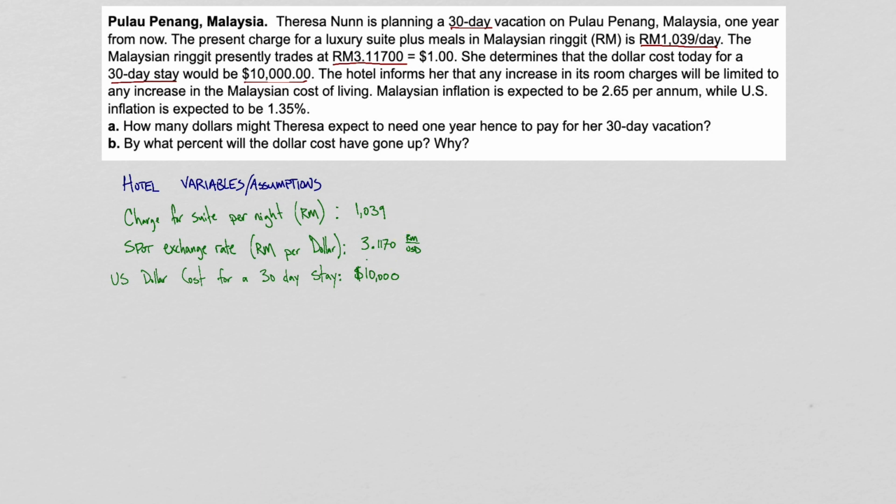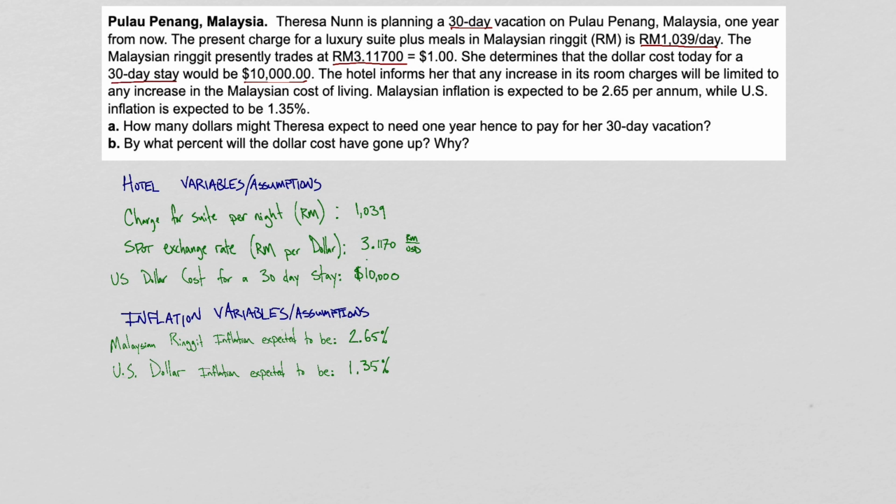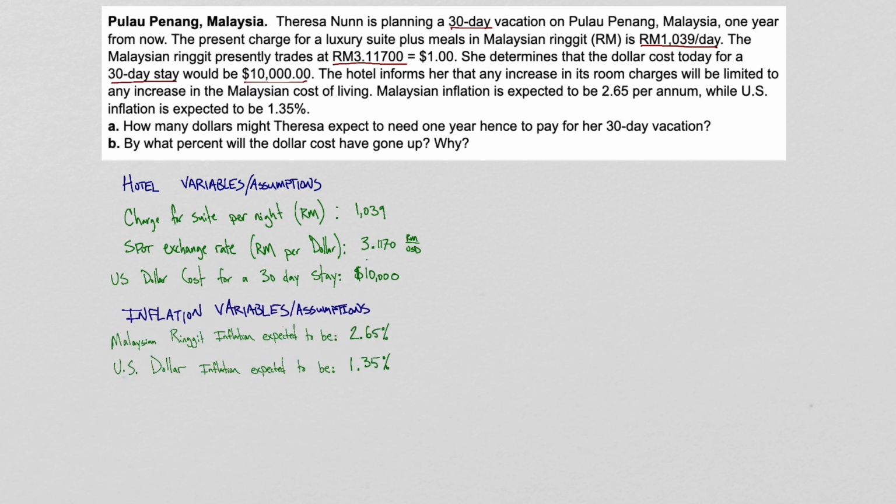But that's if we stay today, and so the hotel is informing her that any increase in its room charges will be limited to any increase in the Malaysian cost of living. And when we talk about cost of living, we're talking about inflation. And Malaysian inflation is expected to be 2.65% per year over the next year, whereas U.S. inflation is expected to be 1.35% over that same time period. So it looks like we've got the last bit of what we need from this problem as far as information, the inflation differential.